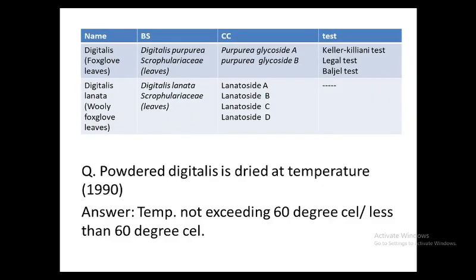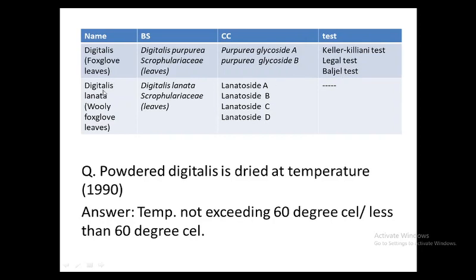Next we will see some cardenolides. First is digitalis, also known as foxglove leaves. These are obtained from leaves of Digitalis purpurea belonging to family Scrophulariaceae. The chemical constituents are steroidal glycosides, that is purpurea glycoside A and purpurea glycoside B, which are identified using three different tests. First is Kahler-Killani test, second is Legal test, and third is Baljet test.